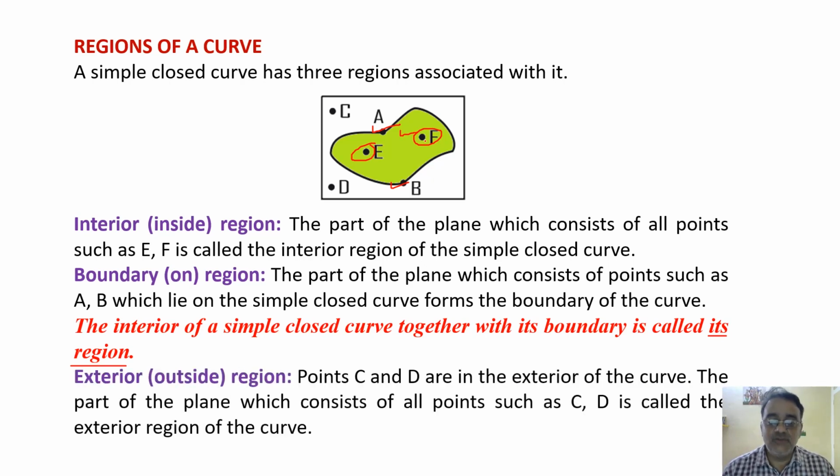Exterior region, outside region. See this point C, point D. Points C and D are in the exterior part of the curve. Curve के बाहर है, right? And the part of the plane which consists of all these points, C and D, is called the exterior region of the curve. So we have three regions: interior region, exterior region, and the boundary. Okay, boundary region. So now we are moving toward the next topic, polygons.